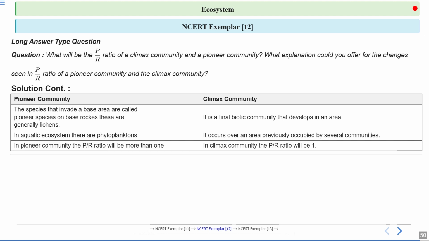Clear? So pioneer communities are the first communities, and climax communities are stable, self-sustaining biotic communities. They have high diversity as well. They are occupied by several communities.